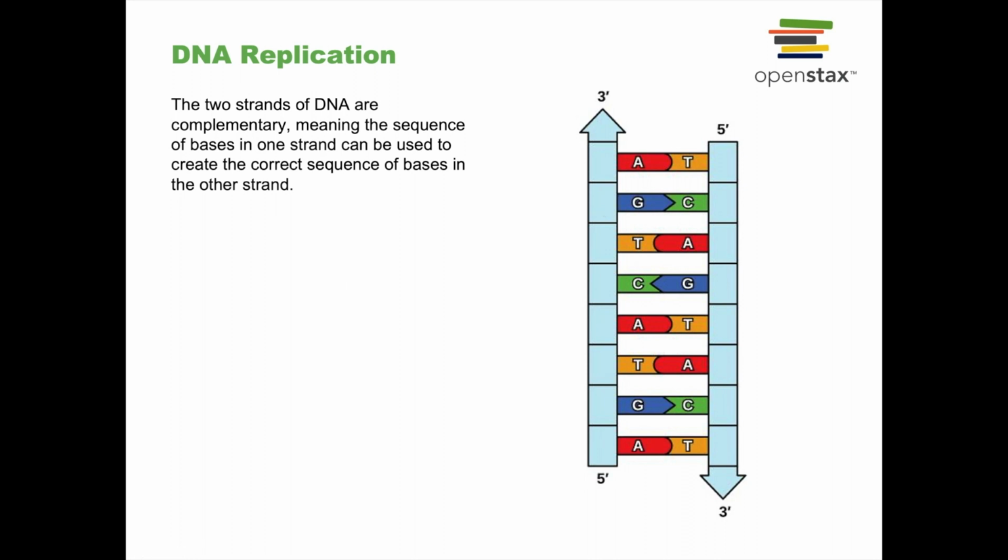And how does the cell know how to make the other strand? Well, it knows that a nucleotide with a thymine nitrogenous base hydrogen bonds with a nucleotide with an adenine base. So then it knows to bring a thymine here, and the same pattern continues.